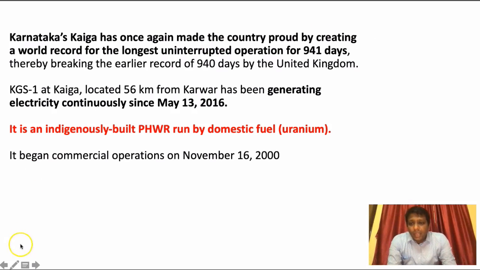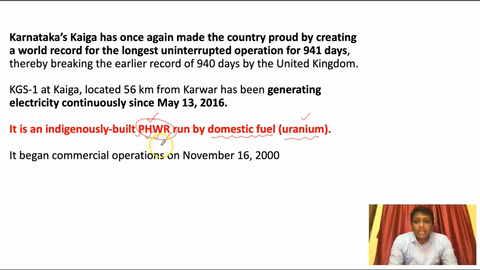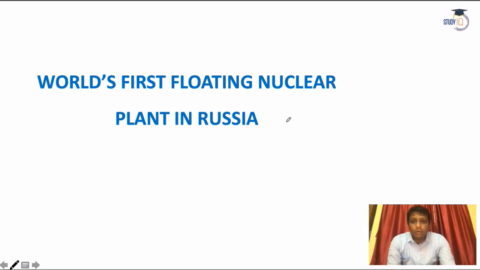Fine. It is indigenously built, guys, totally indigenous, and here India used PHWR. What is PHWR? Pressurized heavy water reactor, with the help of domestic fuel. Those are available in India, that is uranium. You know, the commercial operation of Kaiga started in 2000. Okay, year 2000.